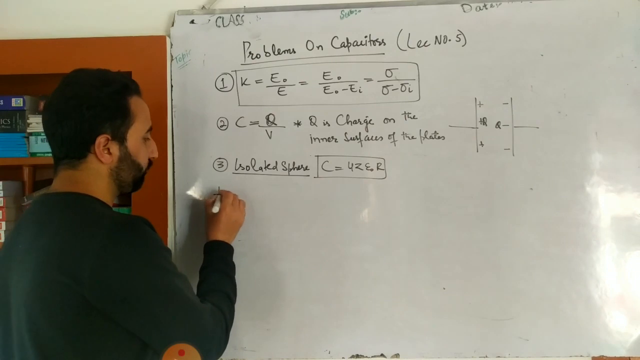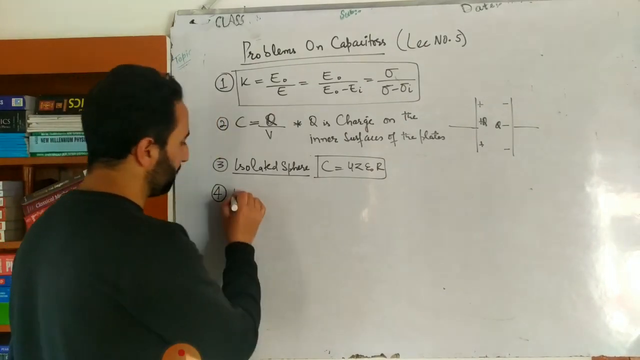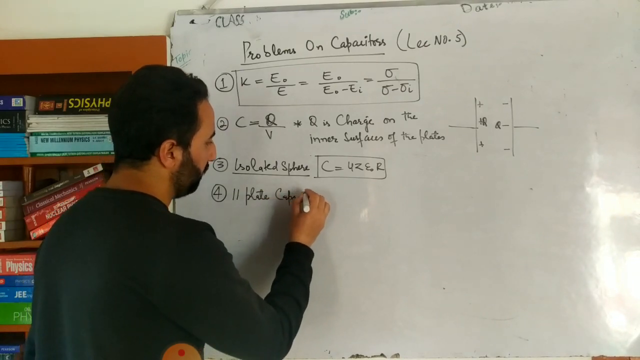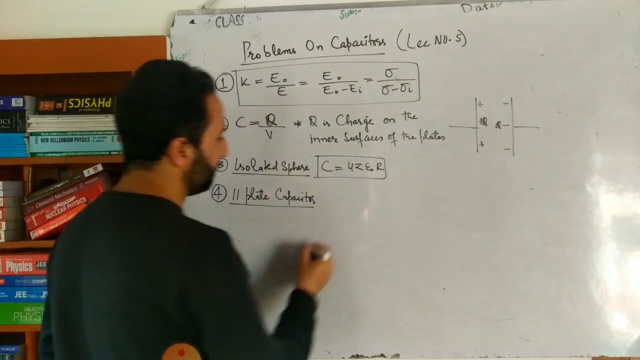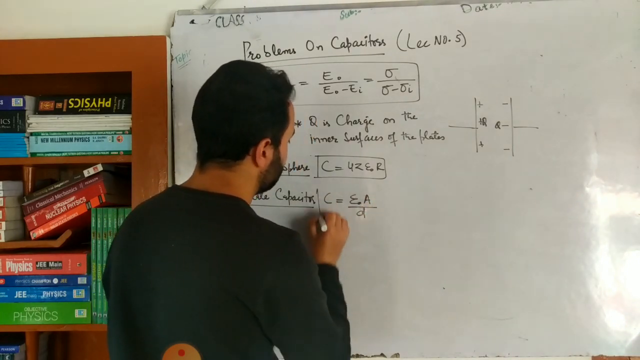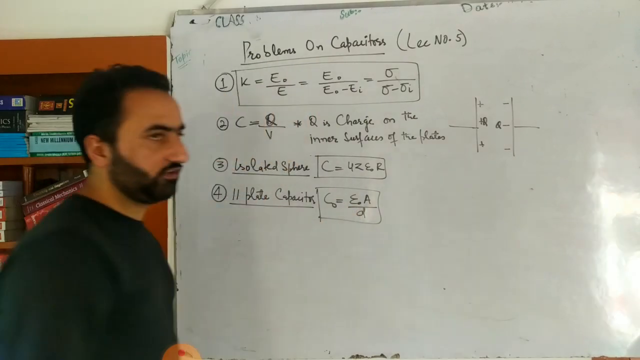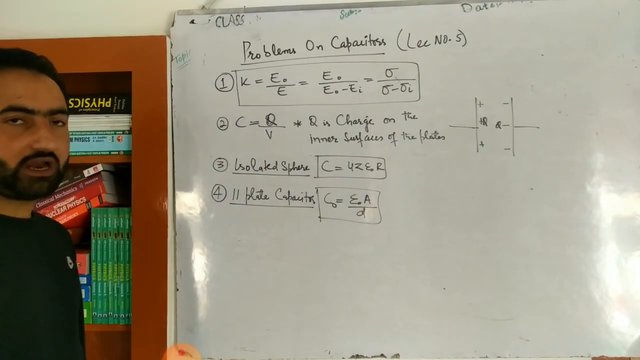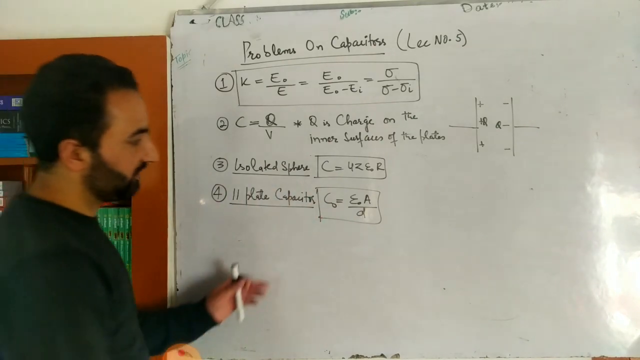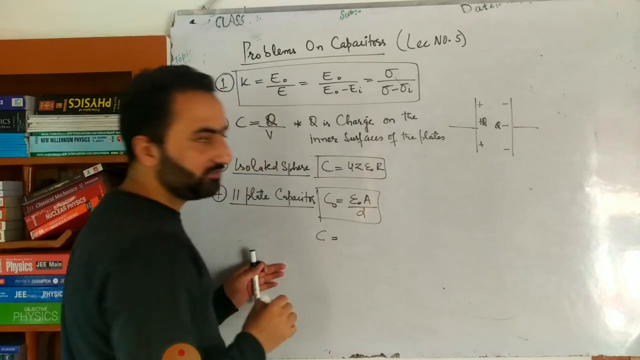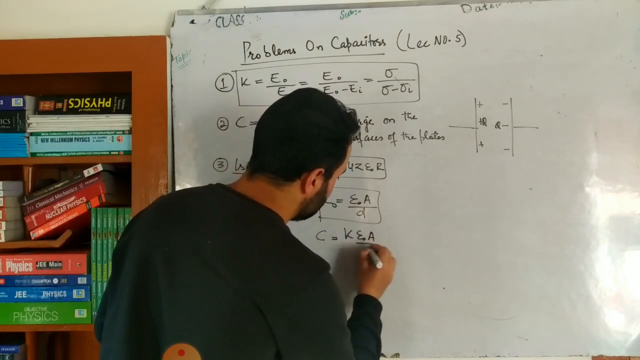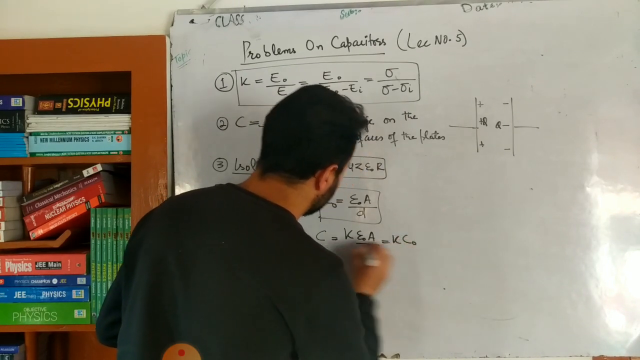Then point number 4 is the capacitance of the parallel plate capacitor. What is the capacitance of the parallel plate capacitor? C naught is equal to epsilon 0 multiplied by A divided by D. C naught implies the capacitance when the two parallel plates are separated by vacuum. If there is a dielectric medium separating the two plates, then the capacitance will be K epsilon 0 A divided by D, or K multiplied by C naught.